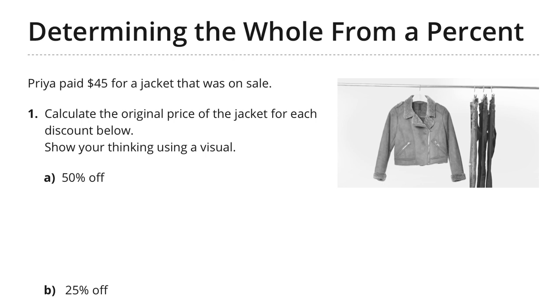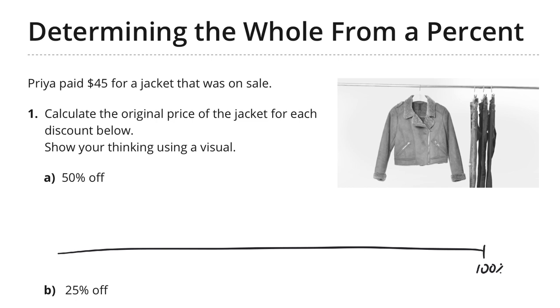Okay, so if she paid $45 when it was 50% off, I'm going to use a number line. Well, I'm going to draw a better number line than that. So here's the number line where 100% is over here on the right and 0% is over here on the left. Now, she got to take a discount of 50%, so we're going to subtract 50% here. That means she also paid 50%.